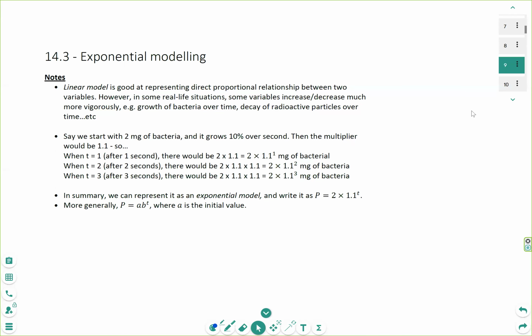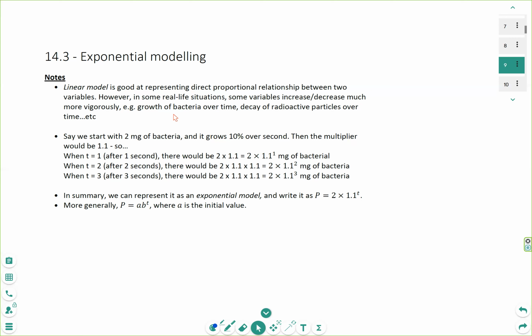Welcome to chapter 14.3, Pure 1, where after the introduction of the exponential number e, now we're looking into the modeling. So, notes. A linear model is good at representing a direct proportional relationship between two variables. However, in some real life situations, some variables increase or decrease much more vigorously. For example, the growth of bacteria over time or the decay of radioactive particles over time.